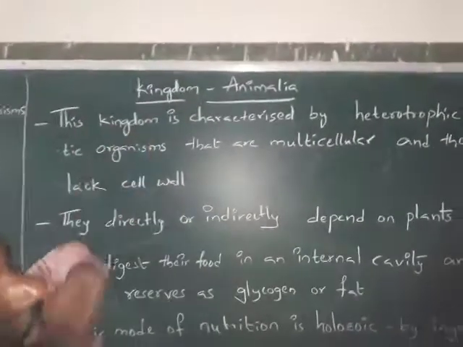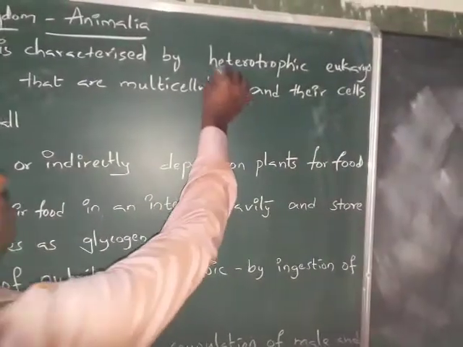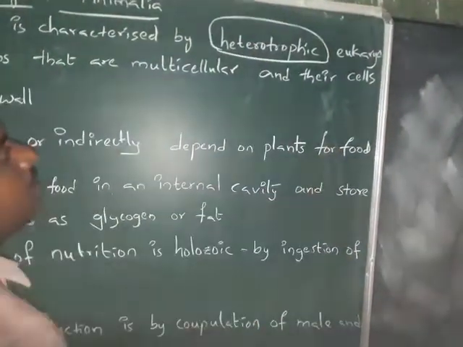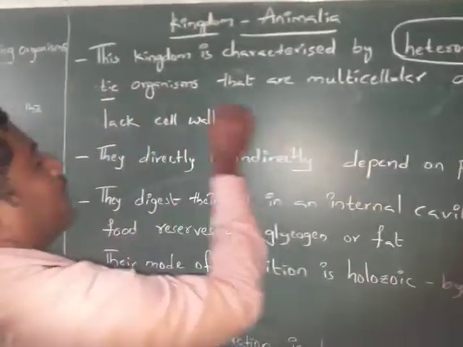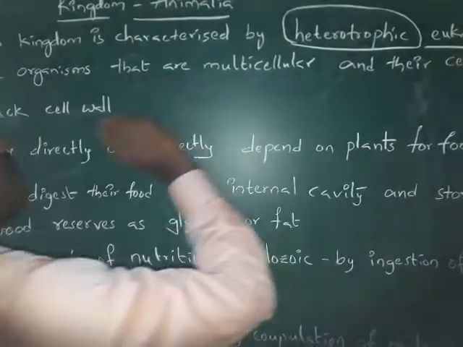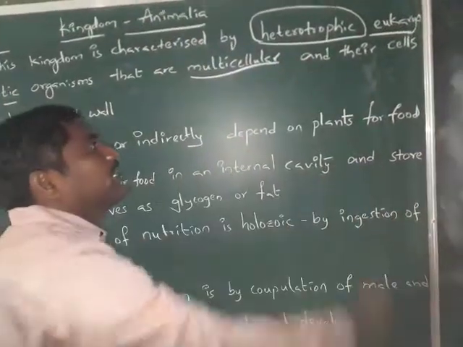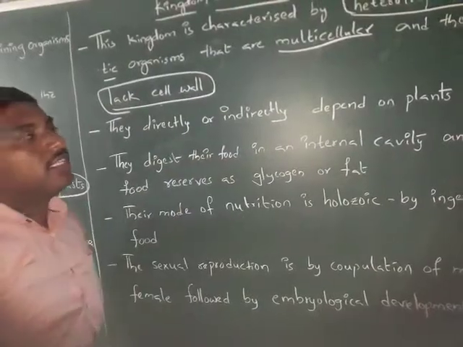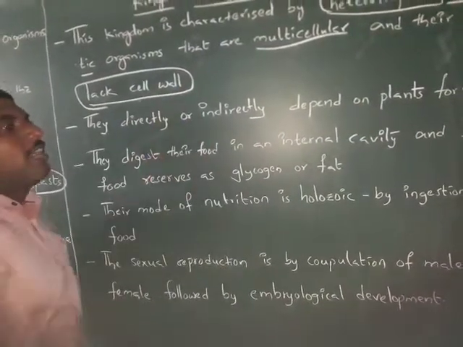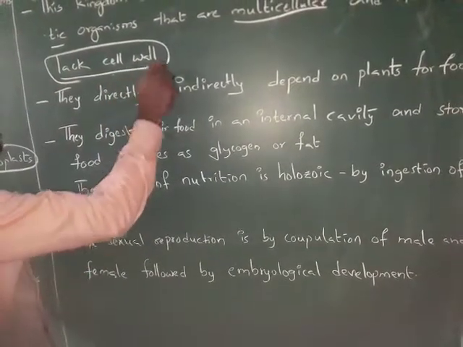Now we discuss the general characteristics of Animalia. This kingdom is characterized by heterotrophic, eukaryotic organisms that are multicellular. Animalia organisms do not have a cell wall. The absence of a cell wall is there.